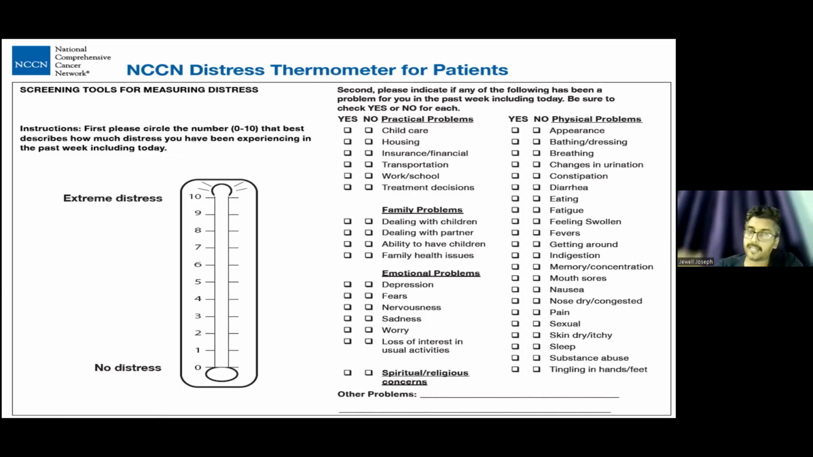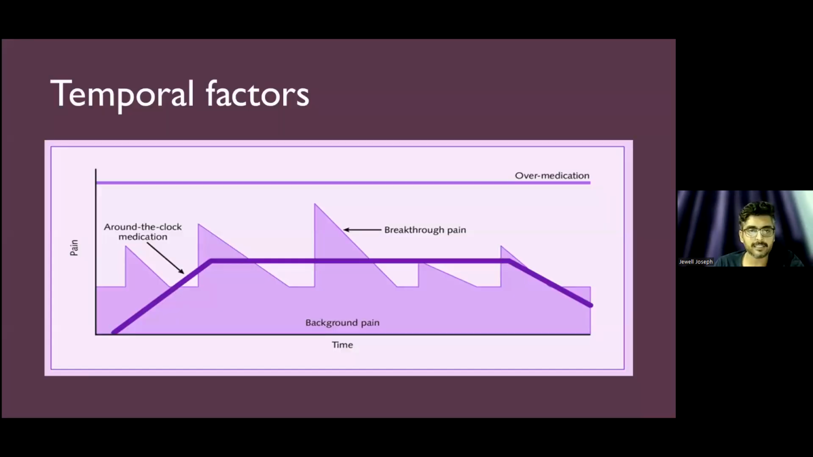Those patients will require a professional evaluation with a psychologist, medical social worker, etc. Anything less than 4, the medical team along with the available resources can manage. The second section gives us an insight into the cause of distress, like practical problems, family problems, emotional problems, spiritual or religious problems, and physical problems. So this is a useful tool, although it is not a proper pain assessment tool. It is always helpful to assess how distressed our patient is. So this is the NCCN distress thermometer.